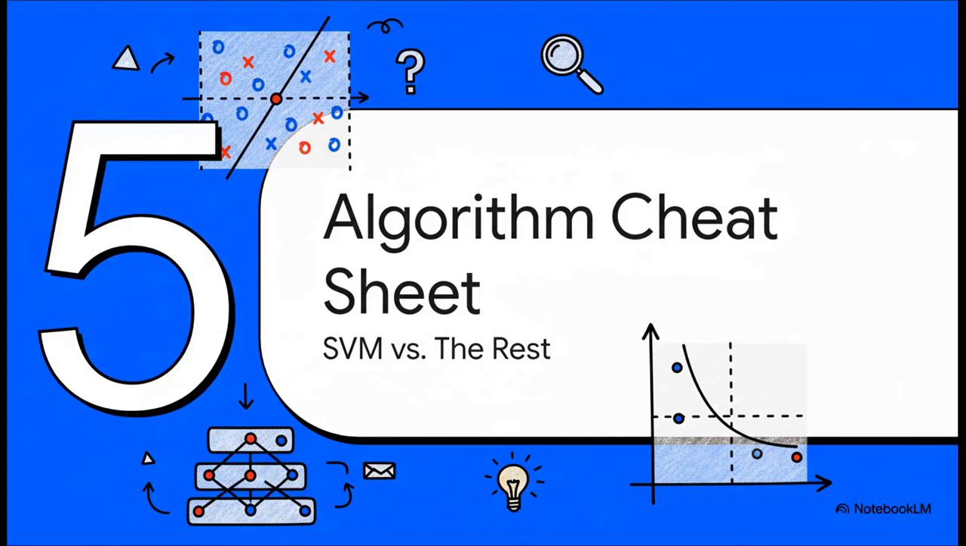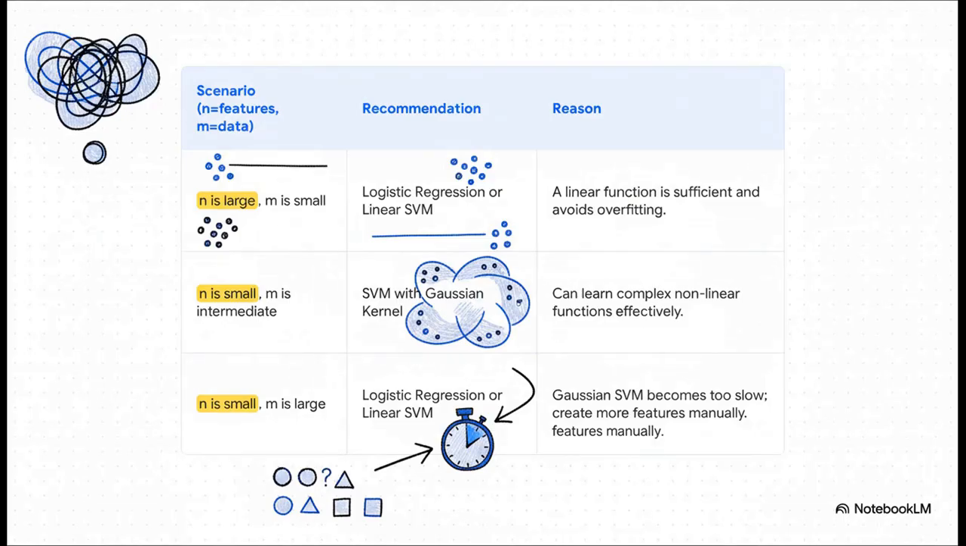All right, let's zoom out. You now have the tools to actually use an SVM. But the bigger question is, when should you pick it over something else, like logistic regression or even a neural network? Let's put together a quick and dirty cheat sheet. This table is basically your go-to guide. Let's say n is your number of features, and m is your number of data points.